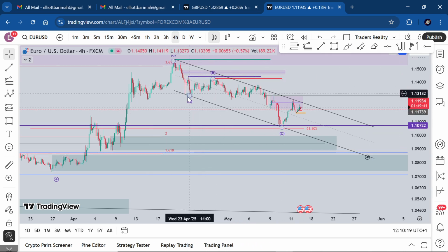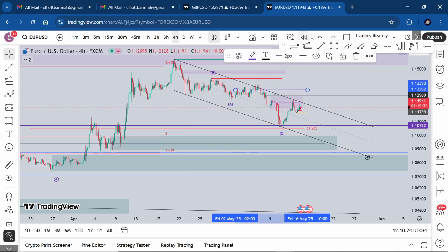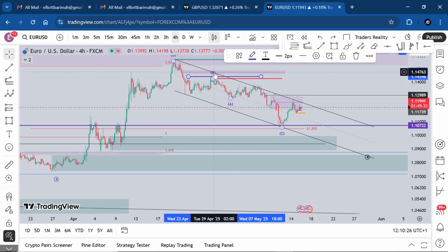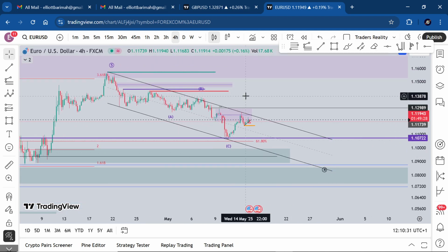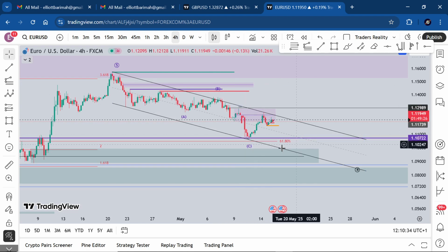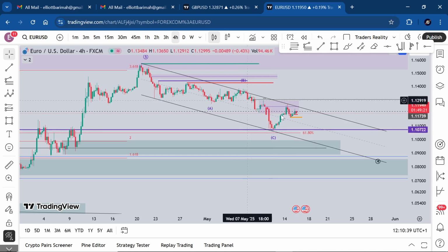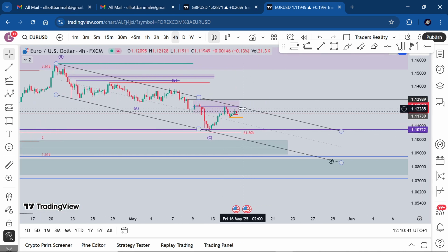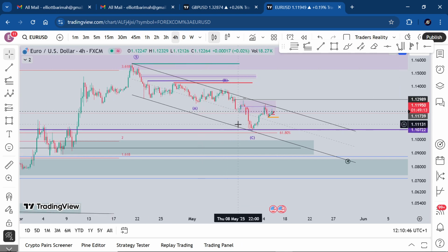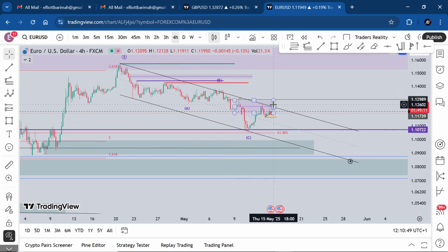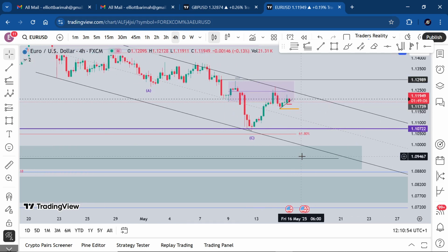It could even be A, B, C. This is a correction, a zigzag, an X wave or a B wave. Now I would have thought we'd come down a bit, gone up one more time and then drop. But because of this supply that we're respecting now, I expect price to continue lower.